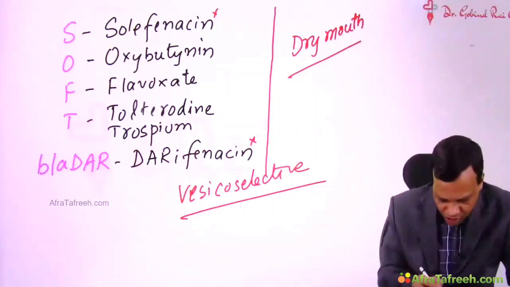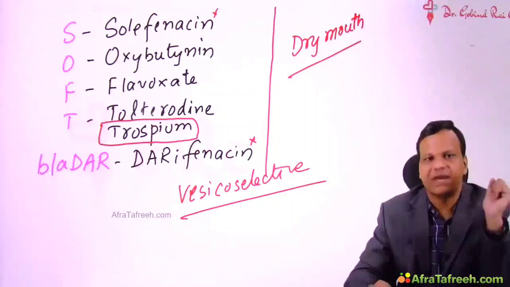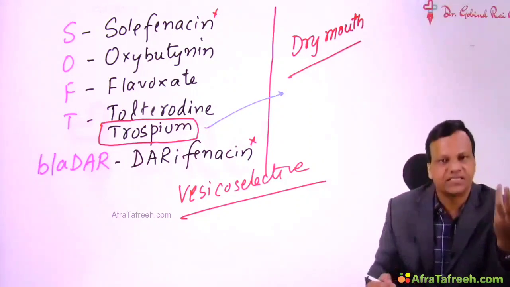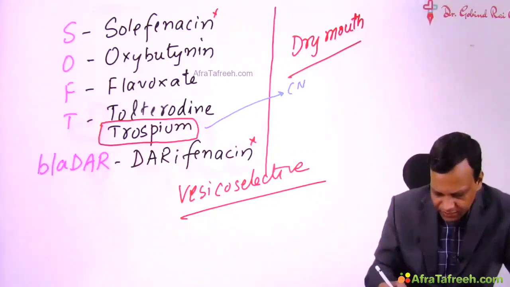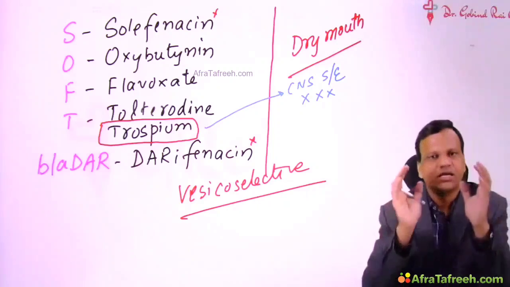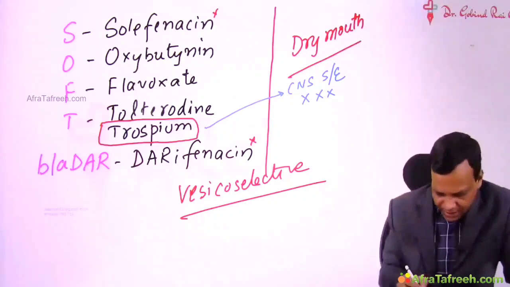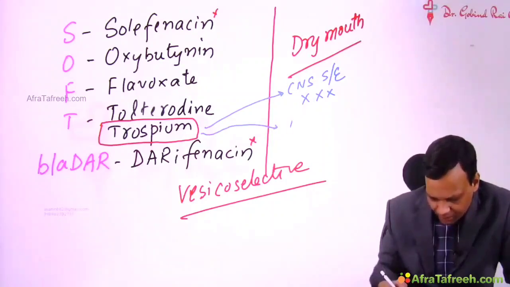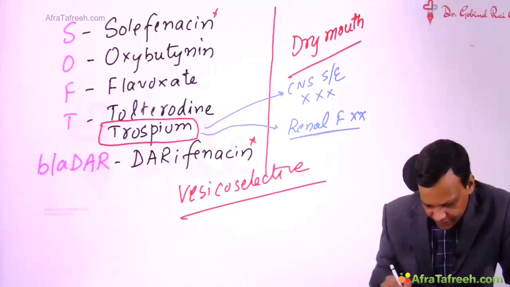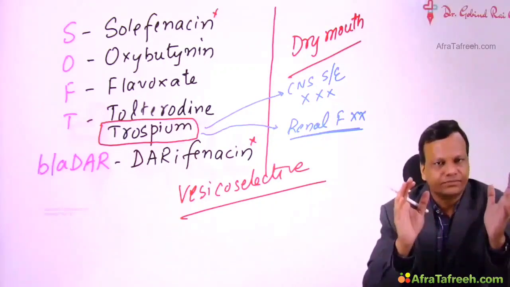Then trospium is a drug which does not cross the blood-brain barrier. So it has very few CNS side effects, particularly CNS side effects like delirium. They are absent in trospium because it is a quaternary amine, not able to cross the blood-brain barrier. Second thing, trospium is primarily excreted by kidney. So it is contraindicated in renal failure. Clear?